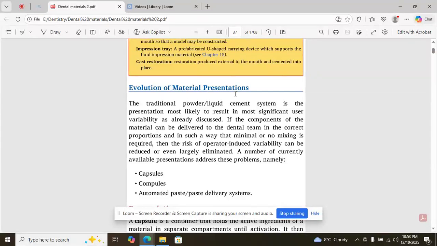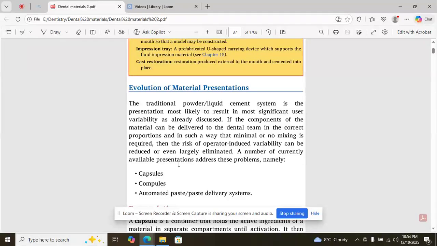Evolution of material presentations. The traditional powder-liquid cement system is the presentation most likely to result in most significant user variability as already discussed. If the components of the material can be delivered to the dental team in the correct proportions and in such a way that minimal or no mixing is required, then the risk of operator-induced variability can be reduced or even largely eliminated.